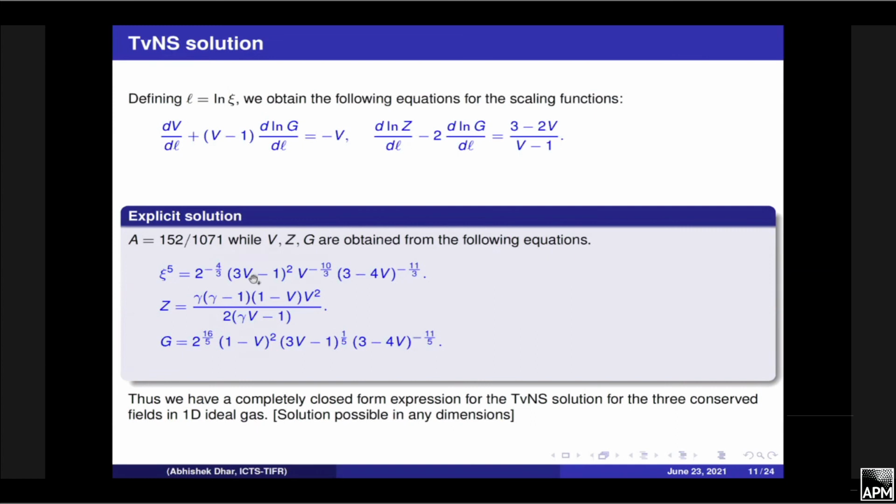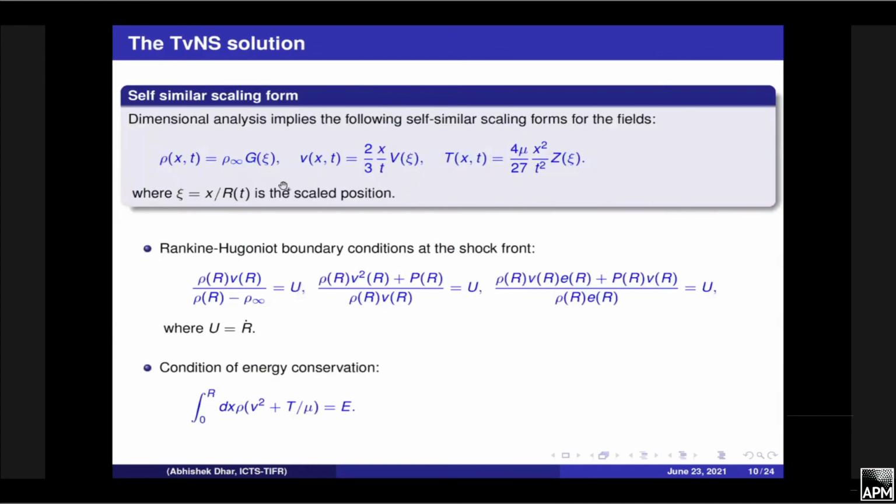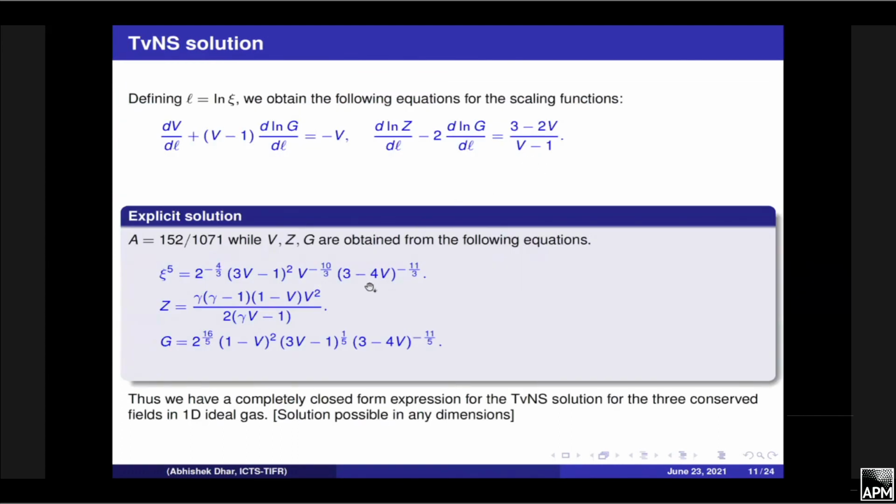The scaling field for the velocity satisfies an equation like this, which you can numerically solve. And once you know the velocity scaling field, you can obtain the scaling fields for Z and G. These are the three scaling fields for the three conserved quantities, right? So first you determine V, and then from that you can find Z, and then from that we can find G. So this is the exact solution.